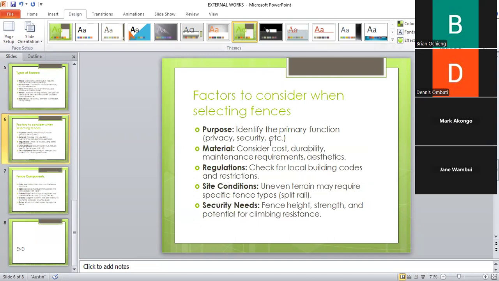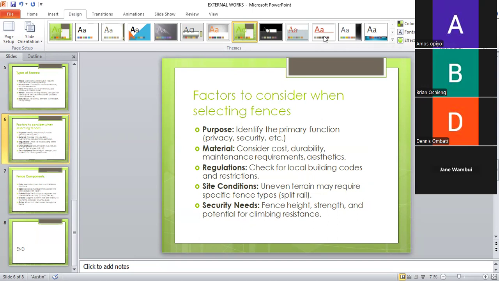Okay, factors to consider when selecting fences. Number one is the purpose. You should identify the primary function, such as privacy, security, etc. Number two, we have materials. Consider the cost, availability, durability, maintenance requirements, and aesthetic value.